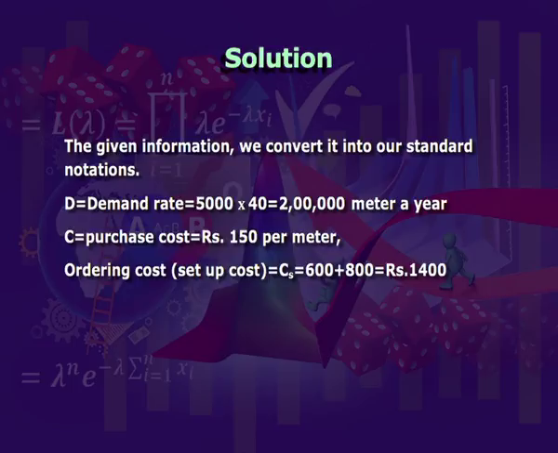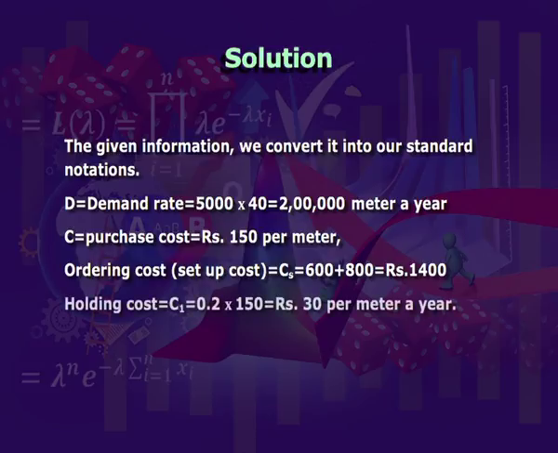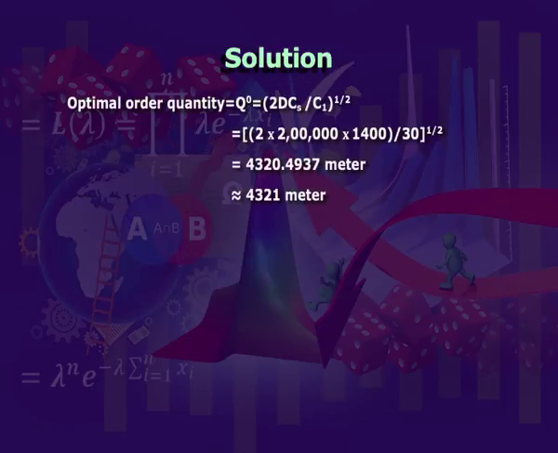Ordering cost or setup cost, denoted by CS, is equal to 600 plus 800, which is rupees 1400. Holding cost C1 is given by 0.2 multiplied by 150, equal to rupees 30 per meter per year. Optimal order quantity Q0 is given by the formula square root of 2 into D into CS divided by C1. Substituting the values of D, CS and C1 and simplifying, we get the answer 4320.4937 meter. So, approximately, we consider 4321 meter.